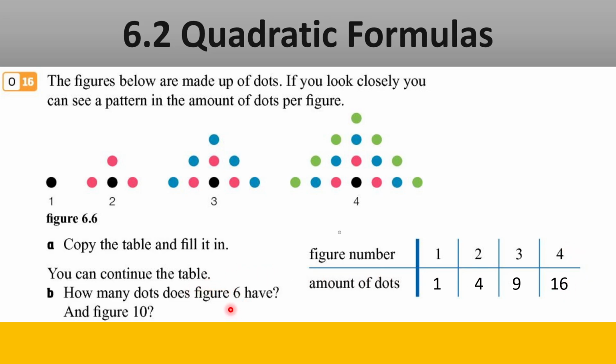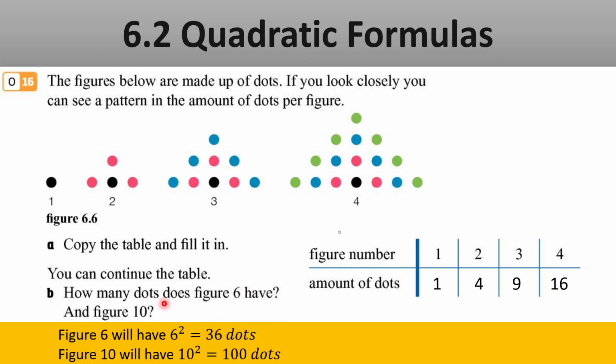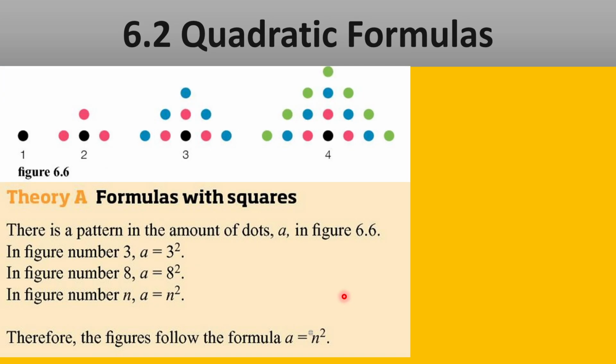Then I can now calculate how many dots figure 6 has. Right, don't draw it. You can draw it, but it takes a lot of time, certainly if I'm going to ask you figure 15. Just do 6 squared. 6 times 6. That's 36. Figure 10: 10 times 10 gives me 100 dots. Right. That is actually using a quadratic formula.